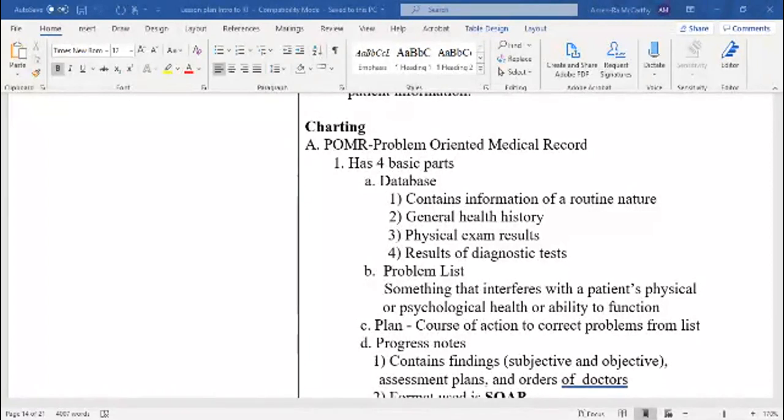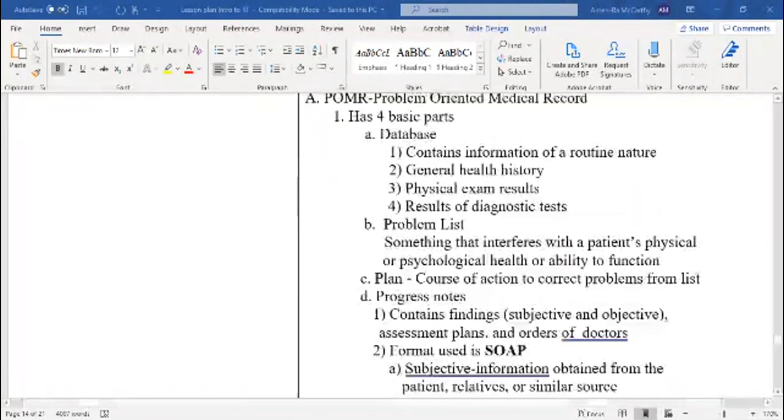Then you have the problem list. You have a section that consists of the problem list. That's what's wrong with you, right? Something that interferes with the patient's physical or psychological health or ability to function. So what's the problem for the patient? Is it a stomach issue? Is it a cancerous issue or whatever? That is the problem part of the chart. Lets us know what is actually going on.